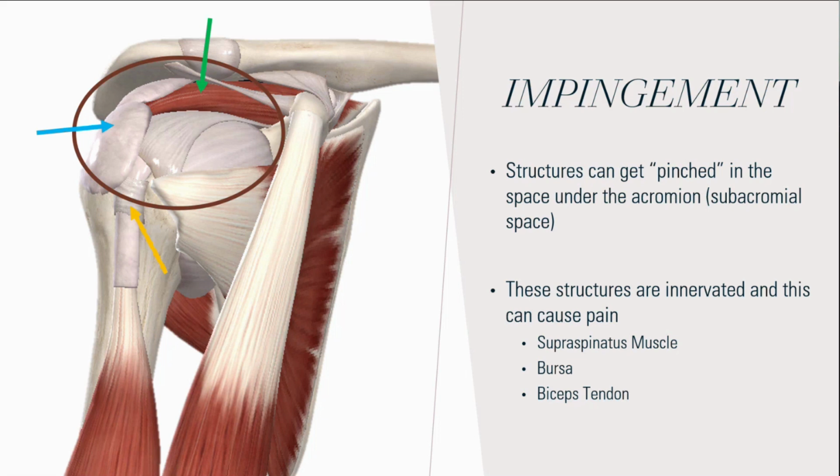One of the last structures, there are still other ones, but one of the other main structures that can get pinched in here would be your bicep tendon, which you can see with that yellow arrow. That tendon runs all the way up and into the shoulder joint itself. And again, it's sitting within that area where it could easily get pinched if that space is narrowed.